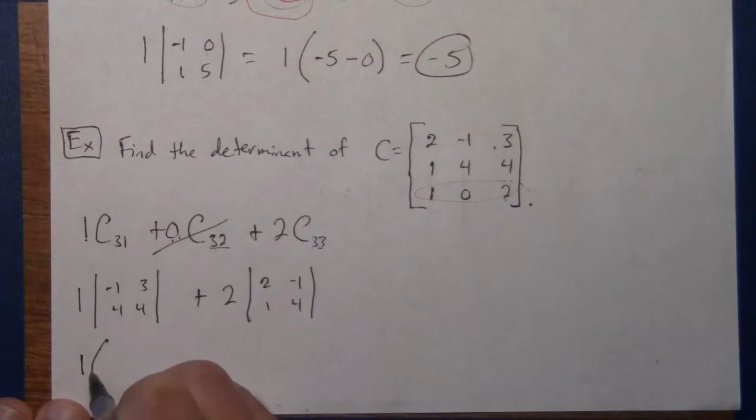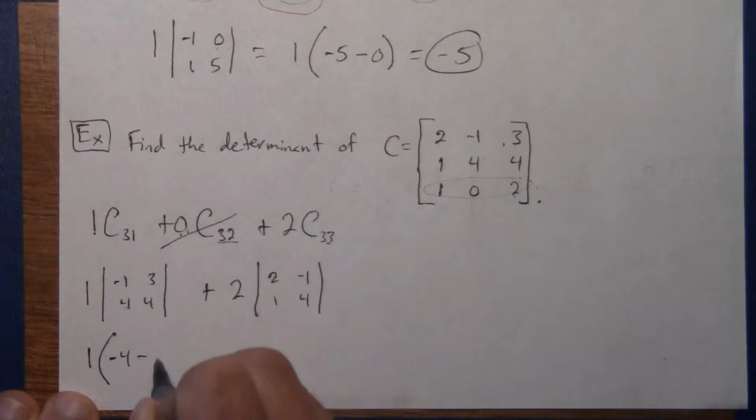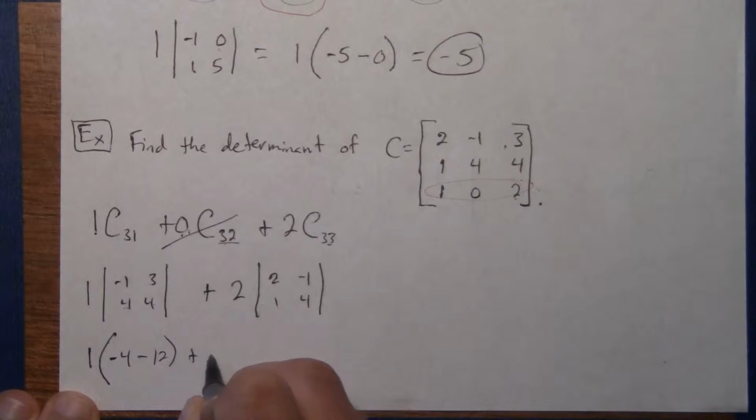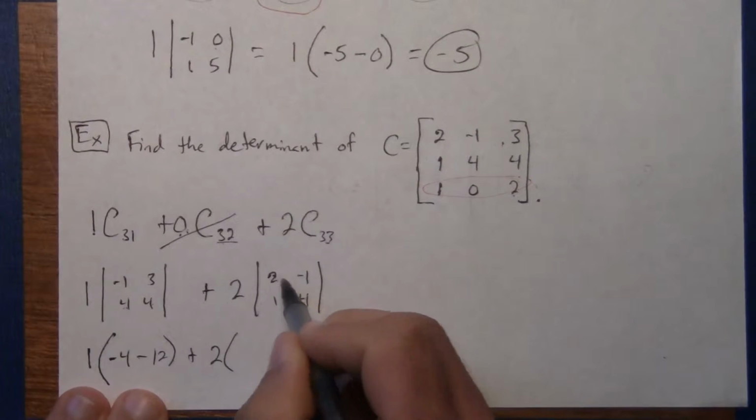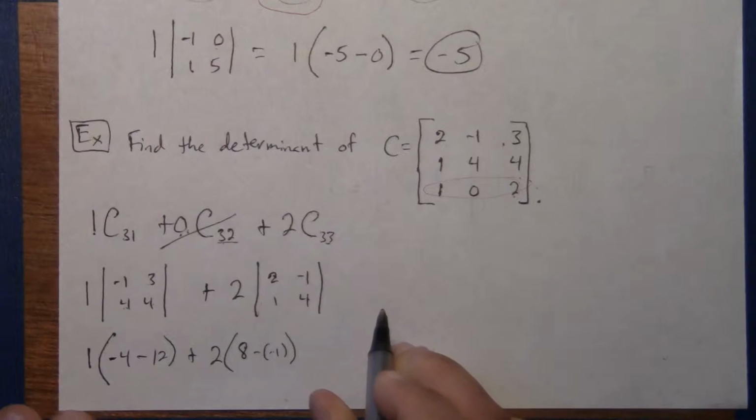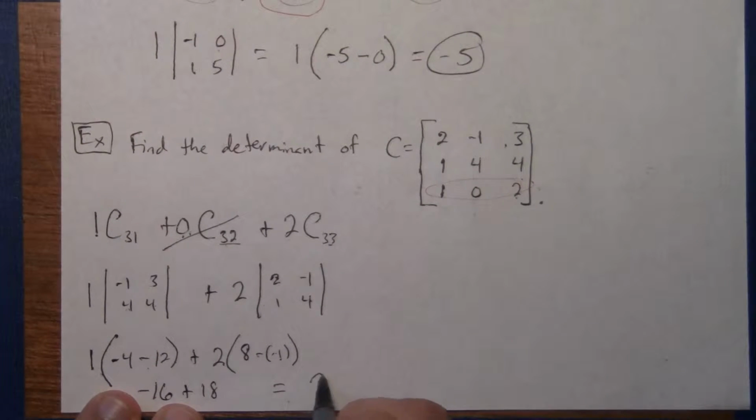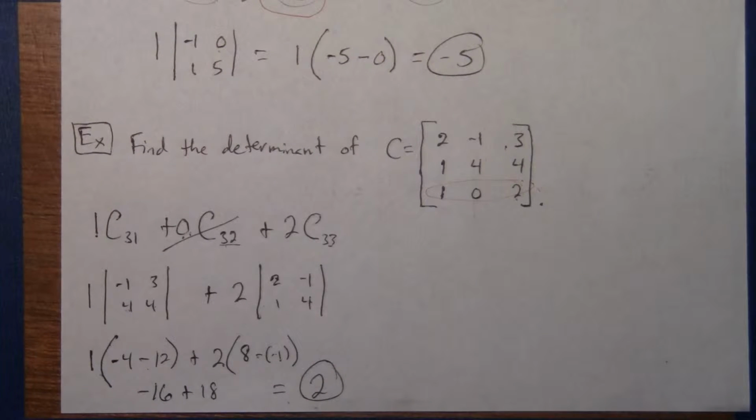I've got 1 times, looks like it's going to give me negative 4 minus 12, plus 2 times, this is going to give me 8 minus negative 1. And so it looks like I end up with negative 16 when I multiply those together. That's eventually going to give me negative 16 plus 18, and my determinant for this matrix should end up being 2.